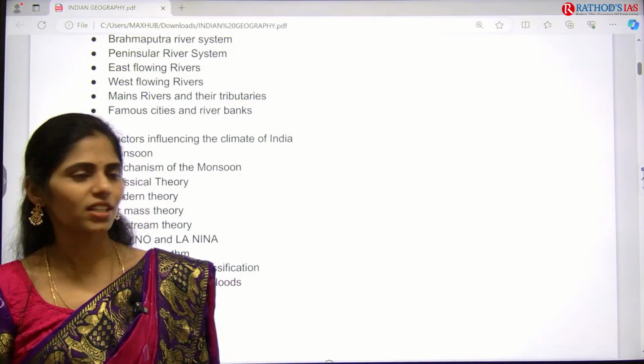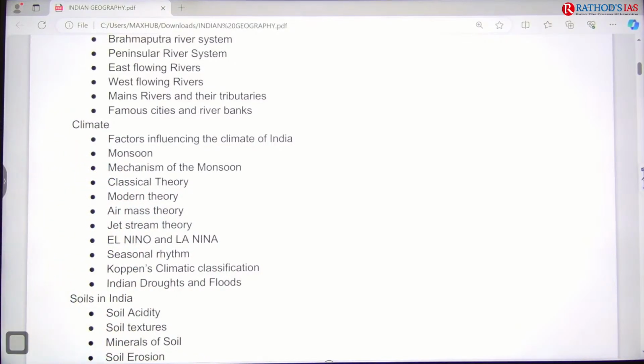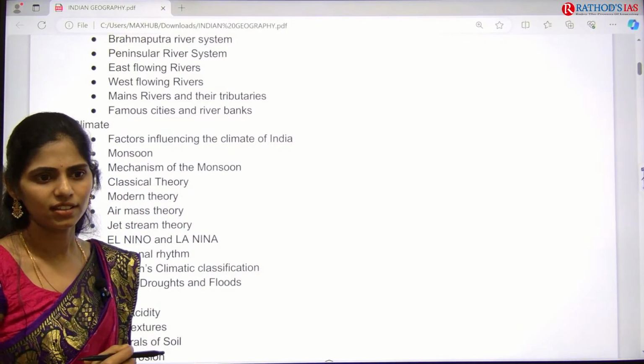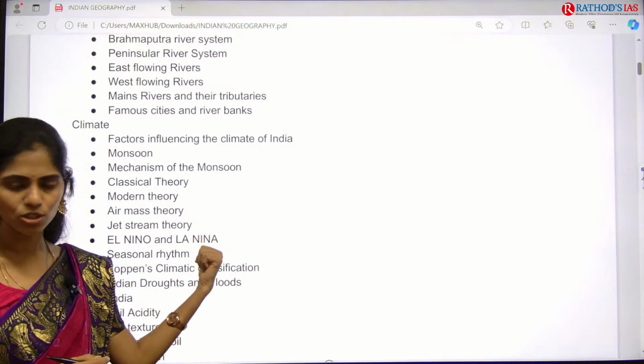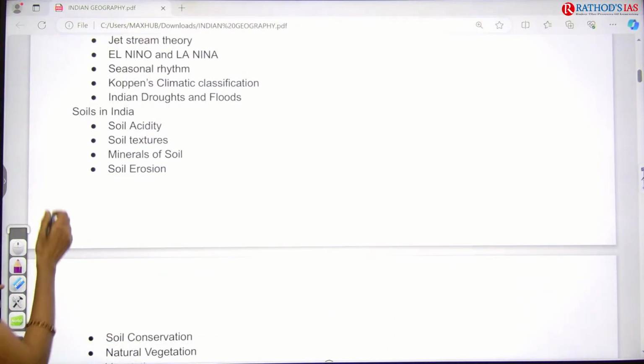So because of this, if anything is wrong with the monsoon, it affects every person in our country. So you have to focus on the monsoon, especially El Nino and La Nina. And the next topic is very interesting, that is soils.